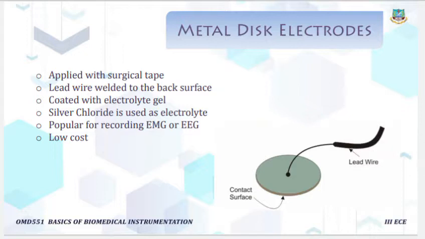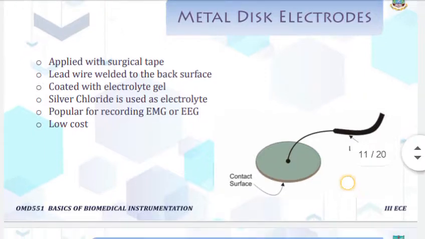Next one, metal disc electrode. It is applied with surgical tape. It is also called a metal electrode. That is, this is a circular plated electrode. The lead wire is welded to the back surface of this electrode, and it is also coated with electrolyte gel. Normally silver chloride is used as the electrolyte. It is popular for recording EMG or EEG, and the cost is very low compared to others.